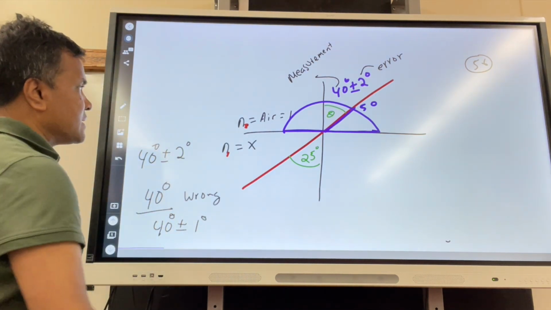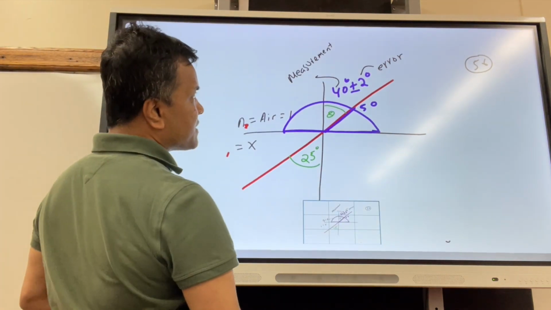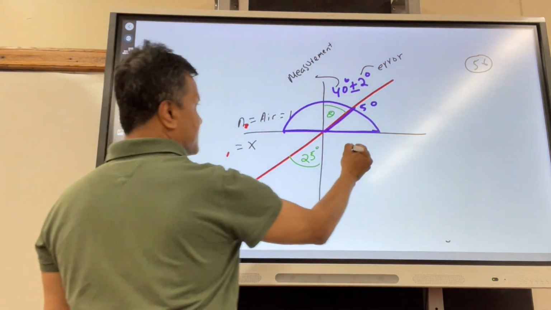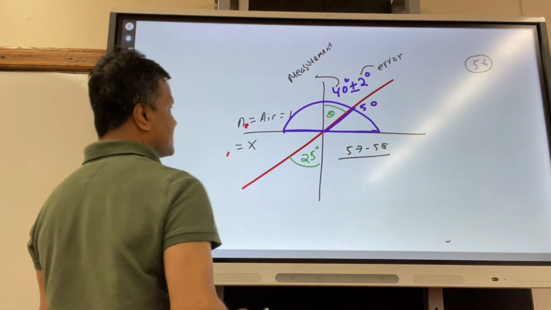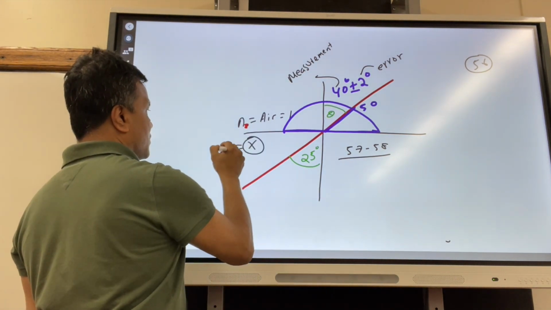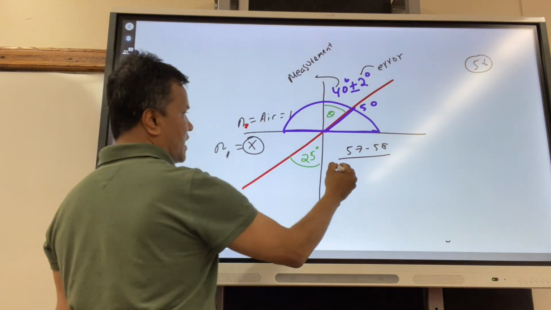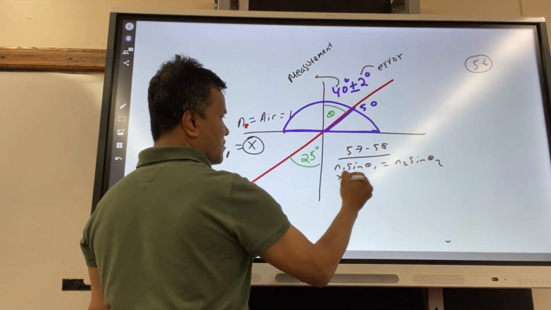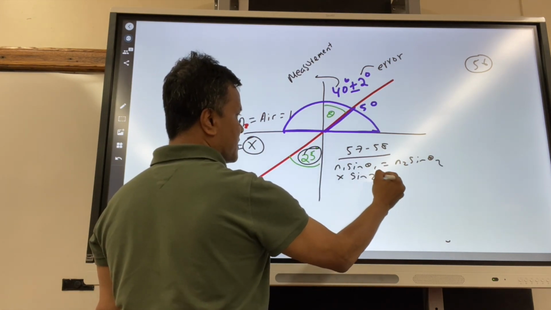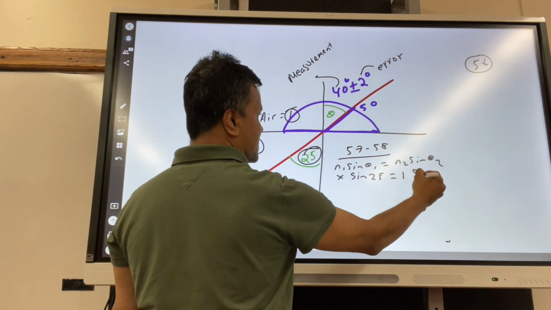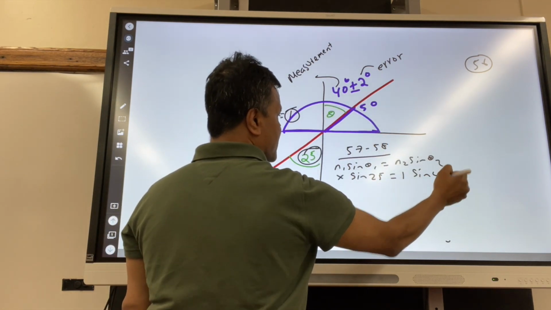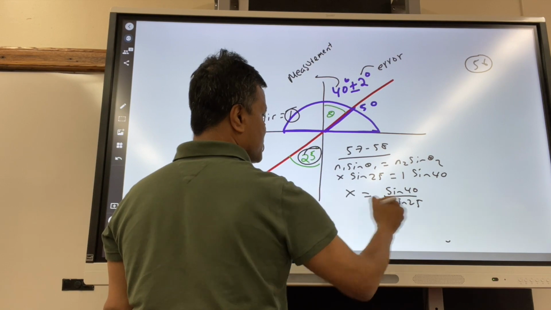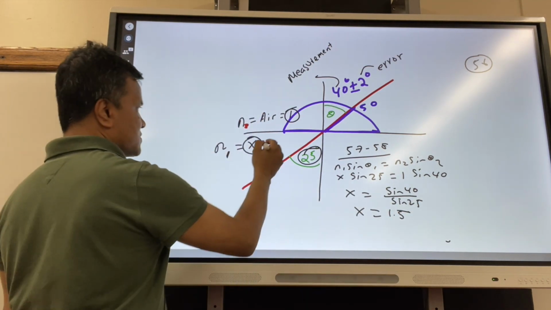All right, good. And now we're going to find 57 and 58, we're going to find the x unknown. So what is n1? So n1 sine theta 1 is equal to n2 sine theta 2. n1 is unknown, so sine theta 1 is 25, n2 is 1 because it's air. Sine theta 2 is of course 40. So then x is sine 40 over sine 25. So x is 1.5.